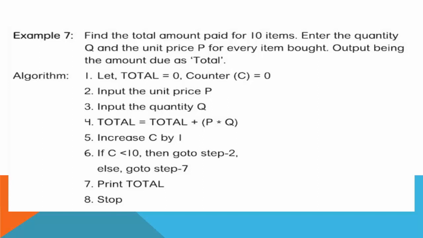Then you increase the counter by 1. Then you go to the next item. In the same way, you will repeat it until and unless, go to step 6. If C is smaller than 10, then we are going back to step 2. Once C is equal to 10, we are going to step 7. And the step 7 is print total, and then step 8 is stop.